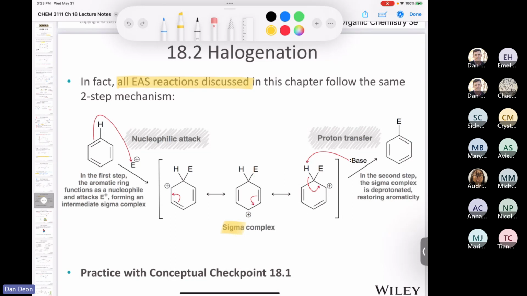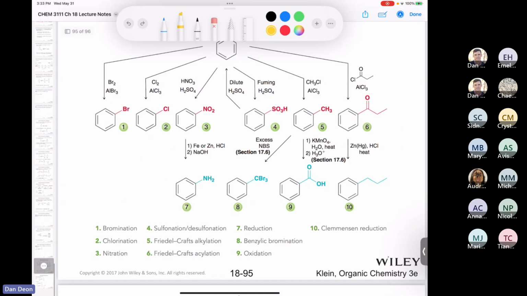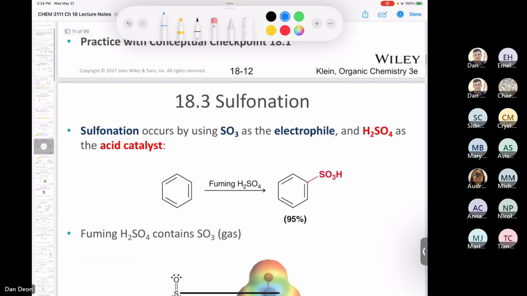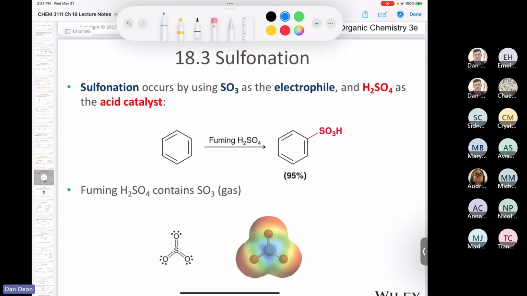So if we go down here to our wheel of reactions, we've covered this reaction and this reaction. Now we're going to move on to another reaction, which is the sulfonation reaction, which I think is somewhere around here. There we go. Close enough. Okay, so in 18.3, we cover sulfonation.